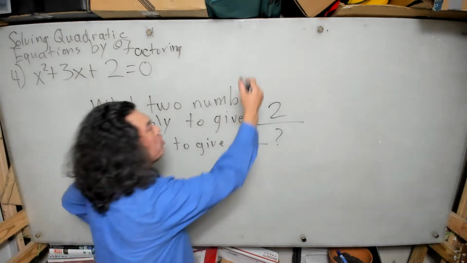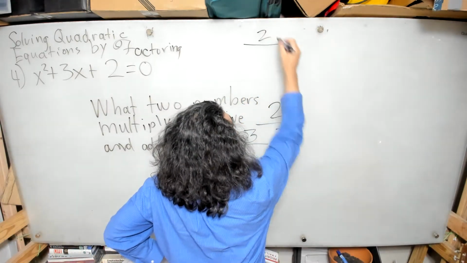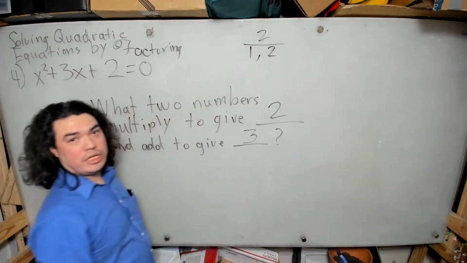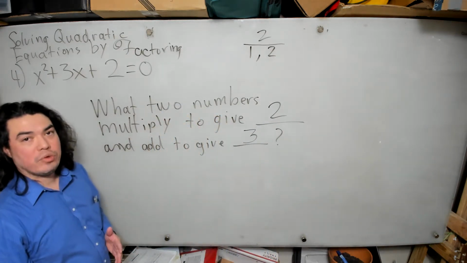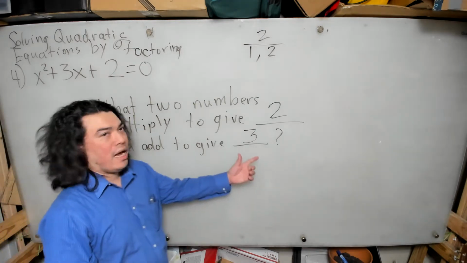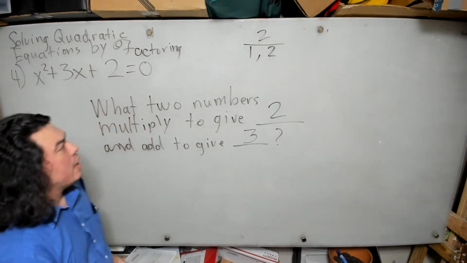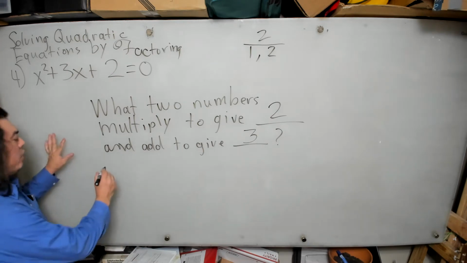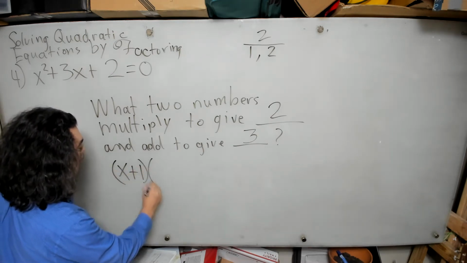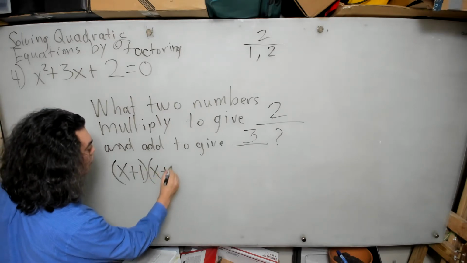So in this scenario, we want to find out what numbers multiply to give 2. So we make a multiplication table of the possible factors of 2. We could have 1 times 2, and essentially that's it. We know that those are the only factors that 2 has. And it turns out coincidentally that if you add 1 and 2, you get 3. And so I claim that the factorization is going to be x plus 1 times x plus 2.